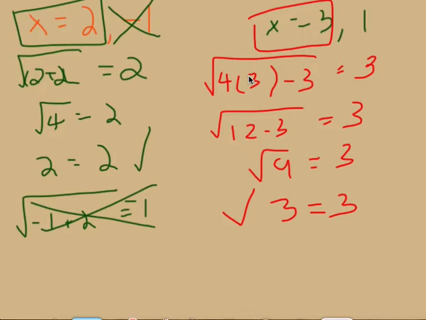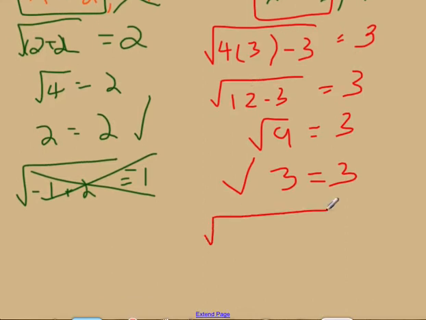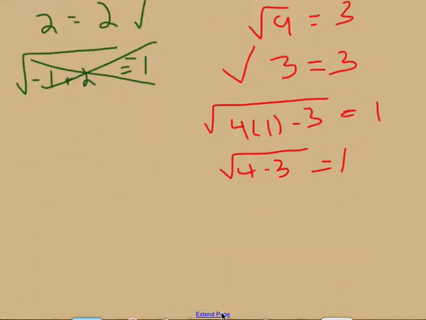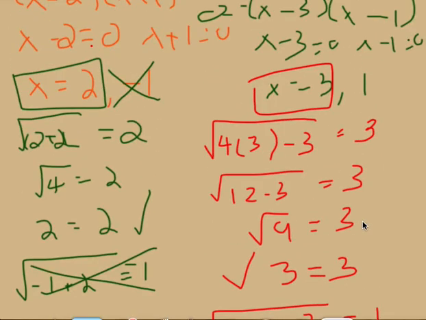Now we need to check x is equal to 1. So I'm going to do the square root of 4 times 1 minus 3 is equal to 1. Again, wherever I saw an x, I substituted a 1. So then I'm going to get the square root of 4 minus 3 is equal to 1. Square root of 4 minus 3 is the square root of 1. So the square root of 1 is equal to 1. So then I get 1 is equal to 1. So that one checks out as well. So actually both of my answers end up being a solution, and there is no extraneous solution.